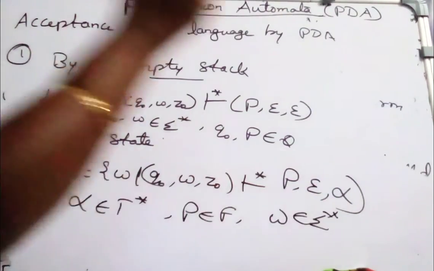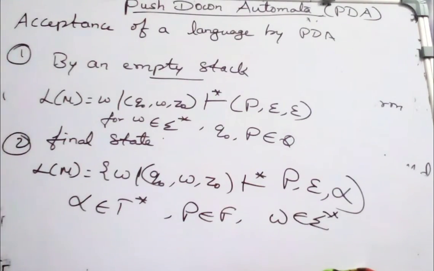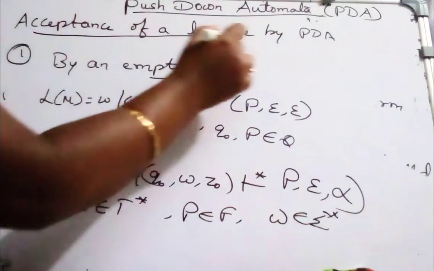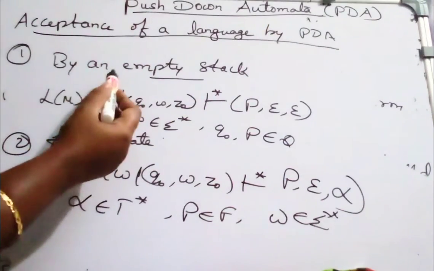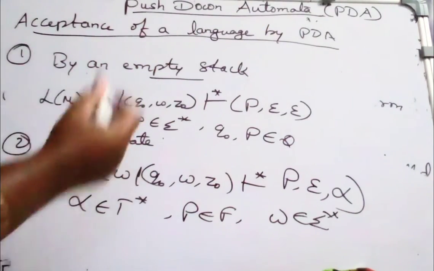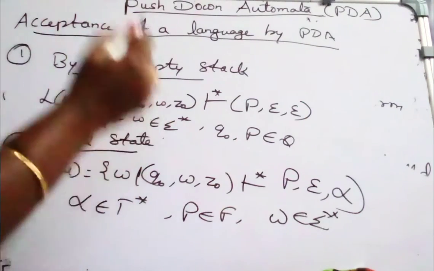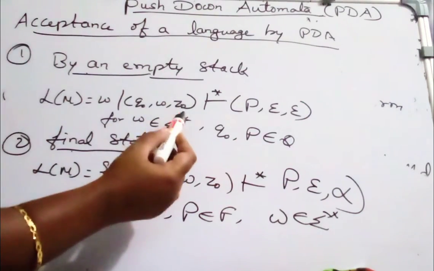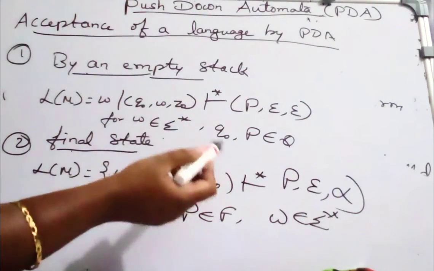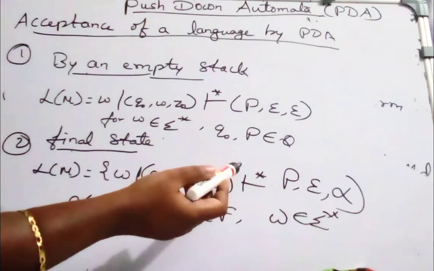Σ star. So the meaning of this is the acceptance of a language by the PDA. It can accept a language by an empty stack, or it can accept a language by a final state method. It means the last transition we should write for the language acceptance, for the string acceptance or rejection.